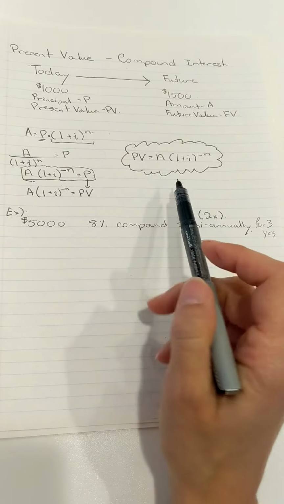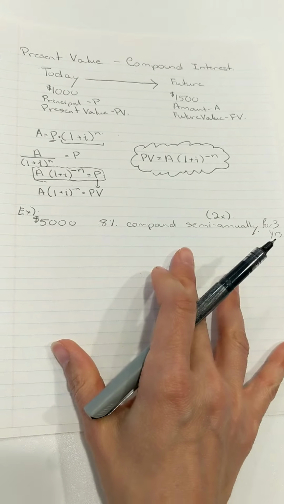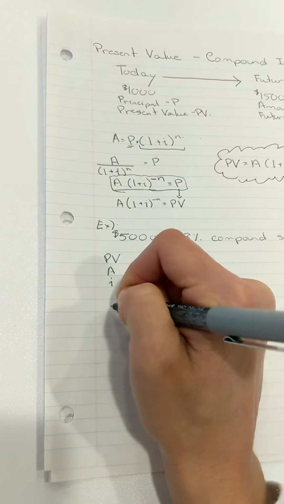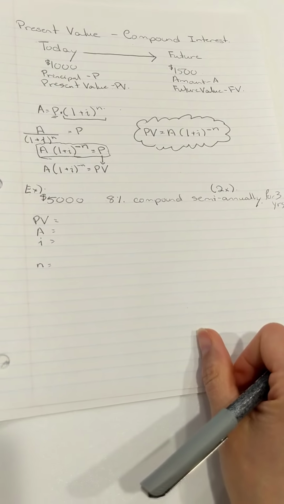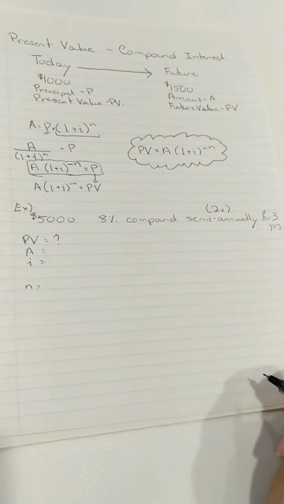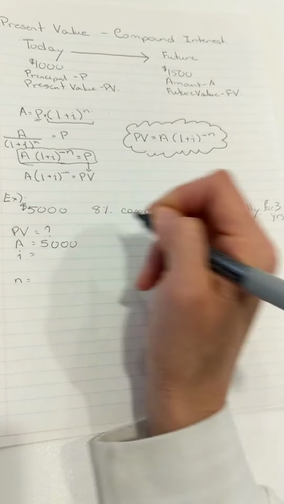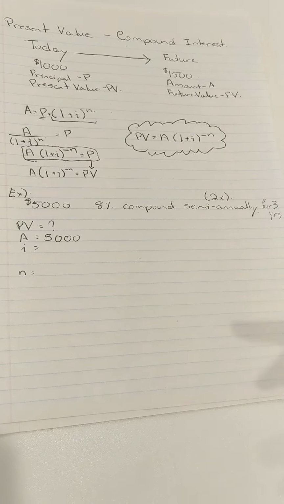Just like with compound interest, when I'm calculating these, I like to figure out what all of my letters, or all of my variables, are first. So I'm going to write everything down. There's my PV, my A, my i, and my n. My present value, I don't know what I currently have. That's what I'm trying to figure out. What I do know is that in the future, I want to have $5,000. So my future amount, or my future value, or my total amount, is going to be 5,000.